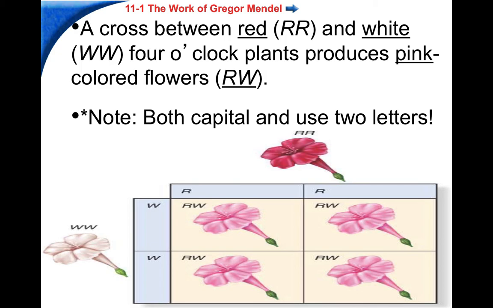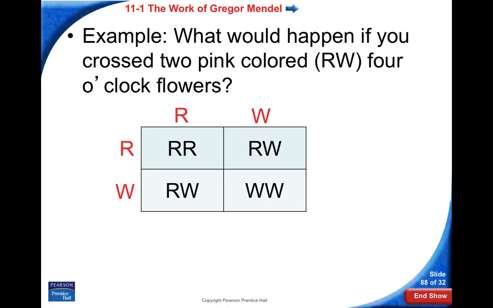It will be a blend of the two phenotypes. So not red, not white, but pink, a blend. Okay, so let's say we crossed two pink four o'clock flowers. You can see I set up the Punnett square below.